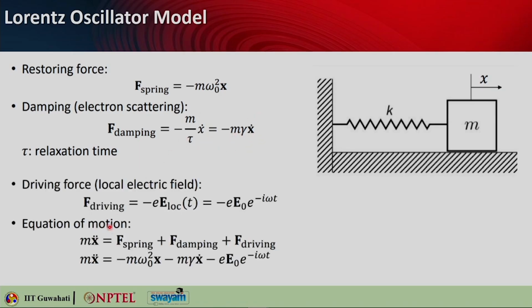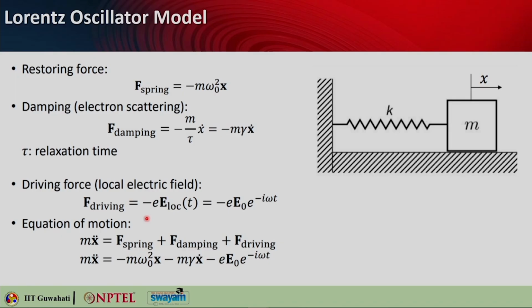And when you equate this, one more term is left, that is the driving force, which is the local electric field. If you have an electric field, the electron will be polarized by this electric field. Usually what happens is that when the electric field is in the positive direction, the electron cloud will be moved downwards.